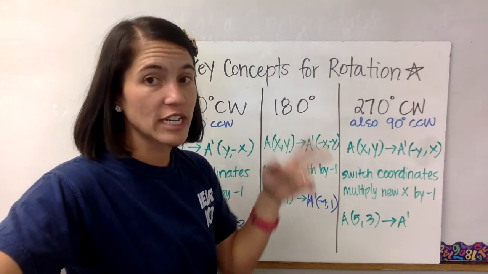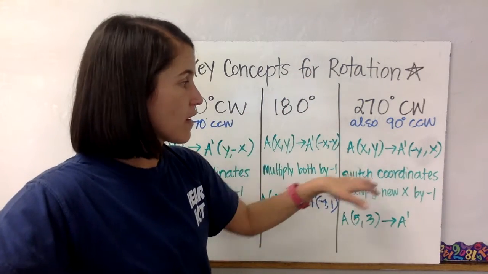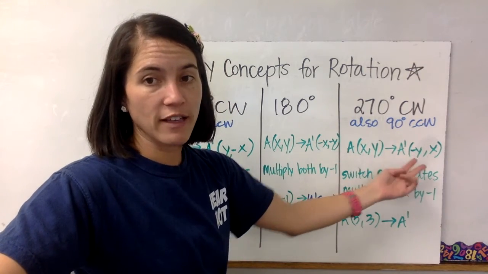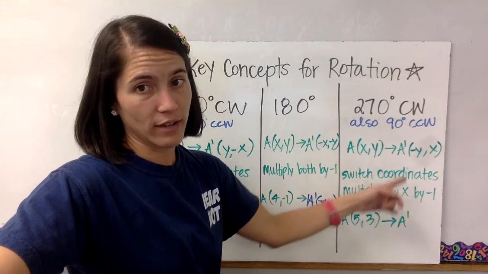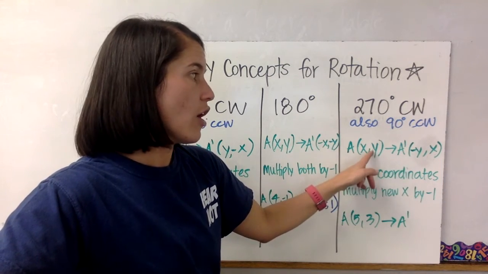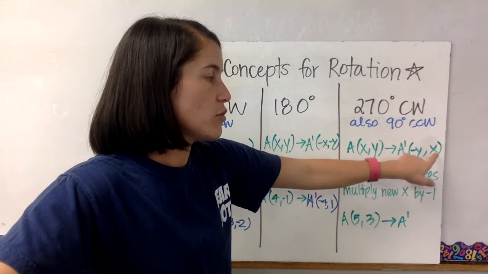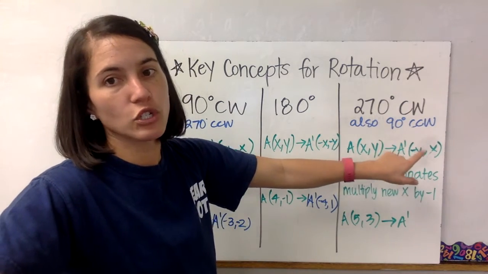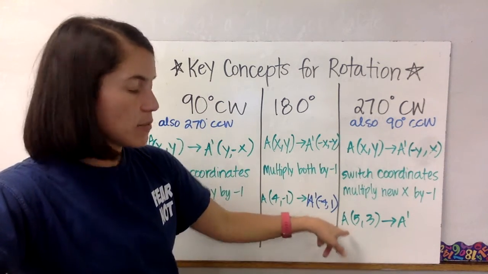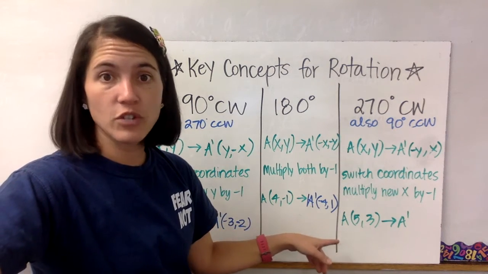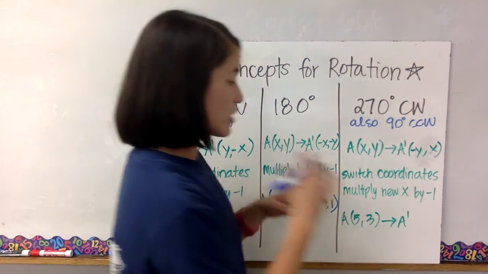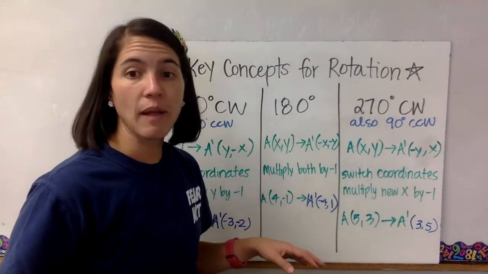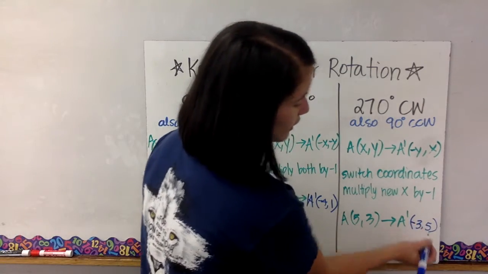you are rotating it 3 times, 270 degrees, 1, 2, 3, you're going to switch the coordinates again. Notice I've switched my coordinates, but this time I've multiplied the new x by -1. So it doesn't mean you multiply the new y. It's the new x value, which would be the y coordinate. So it's the new x value by -1. Here's an example. If we have a point 5, 3, and we want to rotate it 270 clockwise, we switch the coordinates, 3, 5, and we multiply the new x by -1, so that would be -3.